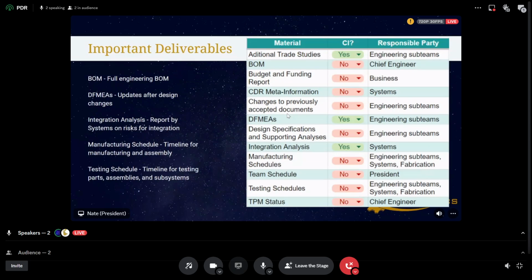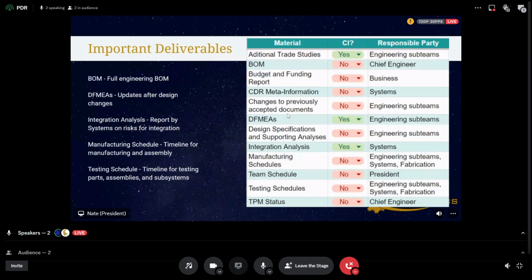So, important deliverables for CDR. These can be found in the review tracker for CDR, but to highlight the ones that are new or interesting: we will want a full engineering BOM for our assembly for our robots by CDR. The DFMEAs that we have currently will be revised to make sure they're accurate, and we will want them updated after our design changes as well, to make sure that any high RPN failure modes have been designed for and mitigated.